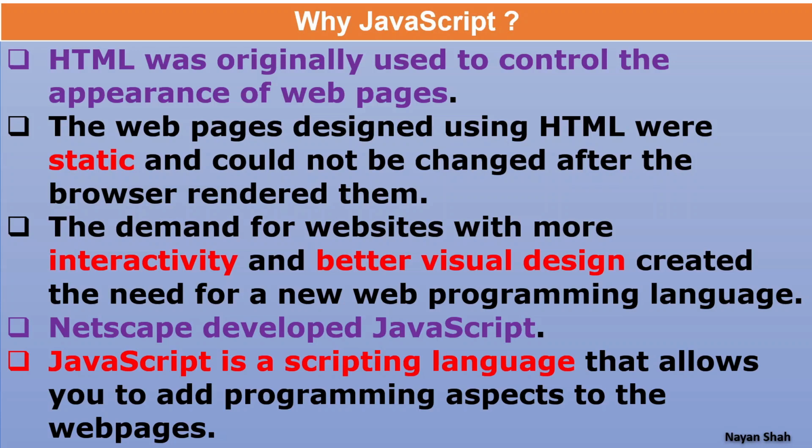The reason we need any scripting language is that HTML was originally designed to control the appearance of web pages. How that web page appears on screen, HTML is used for such purpose. We make something bold, so that is appearance. We make something italics, so that is appearance. So basically HTML is used to control the appearance of the different content displayed on a web page, how we want to display that.